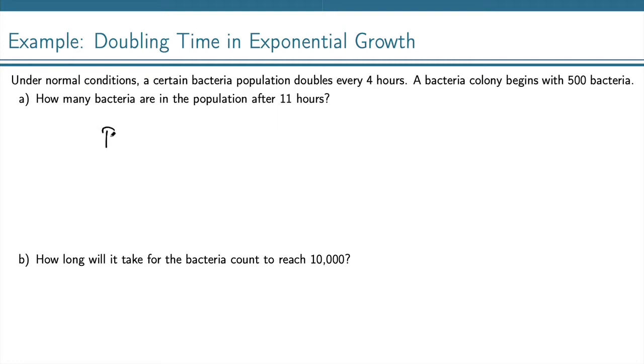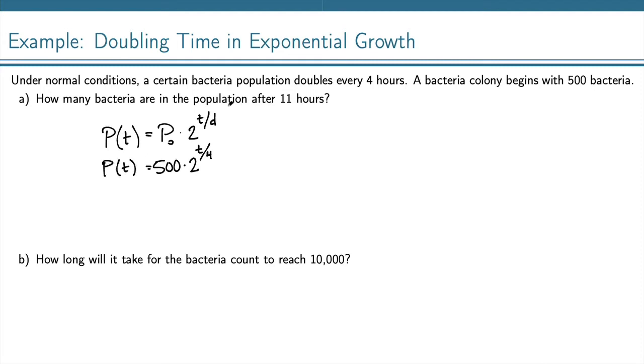For our exponential growth model, since we know the doubling time, we can use the model P(t) = P₀ · 2^(t/d). P₀ is the initial size of the population, which in this case is 500, times 2 to the t over d, where d is the doubling time, which is 4 hours, so 4. So this is our formula for P(t).